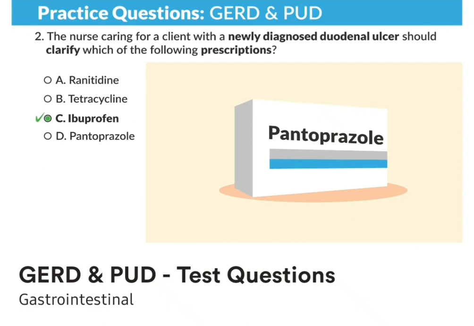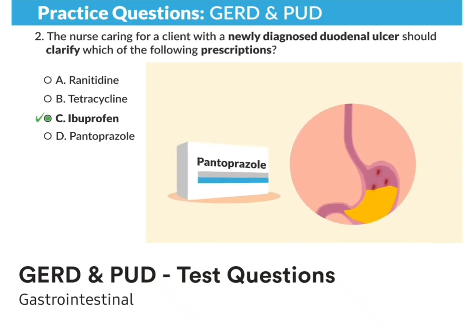And lastly, pantoprazole. This is incorrect because we actually give pantoprazole. It's a PPI to reduce acid and actually helps treat ulcers. So option C would be the most correct here.